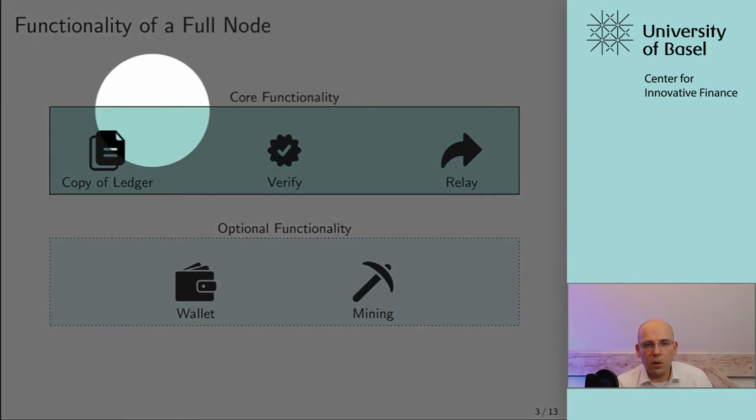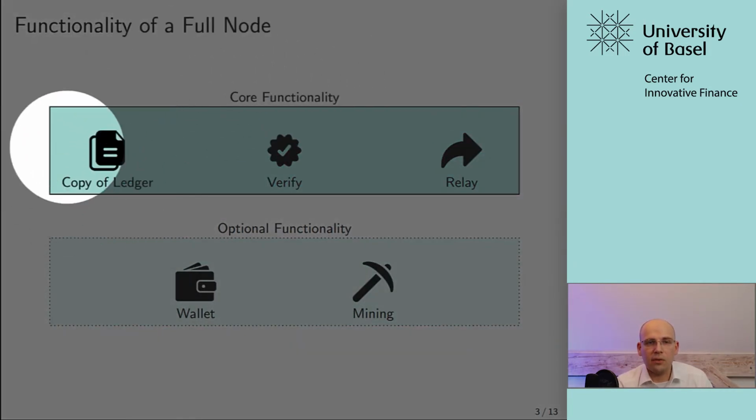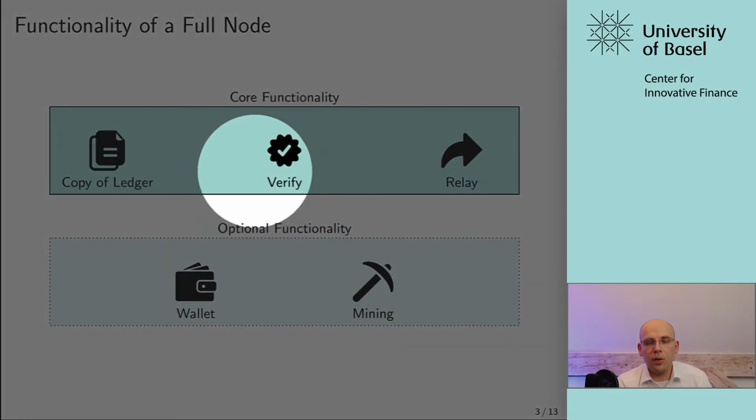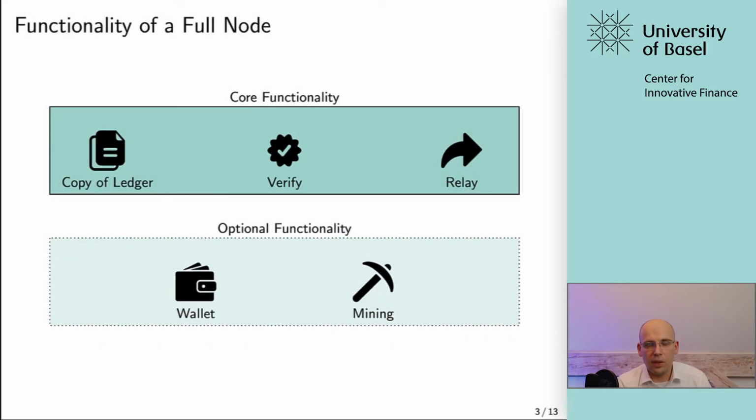So what is the core functionality of full nodes? First of all, you have a copy of a ledger. You have a copy of the entire blockchain. You have all the information stored on your computer. Second, you can verify everything on your own. So in this client implementation, you have software packages that allow you to verify all of the transactions, that allow you to verify all of the blocks.